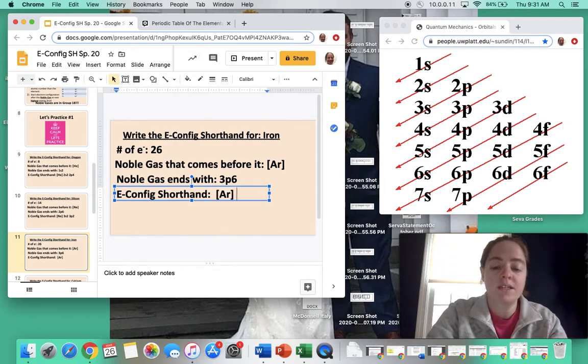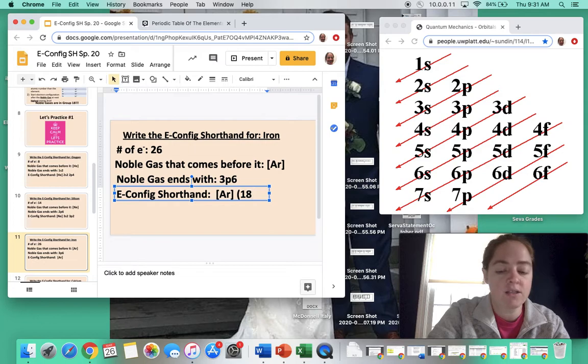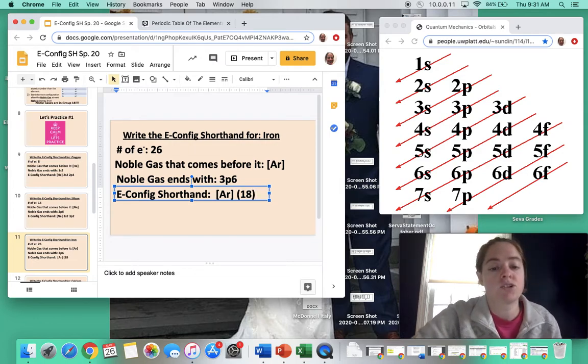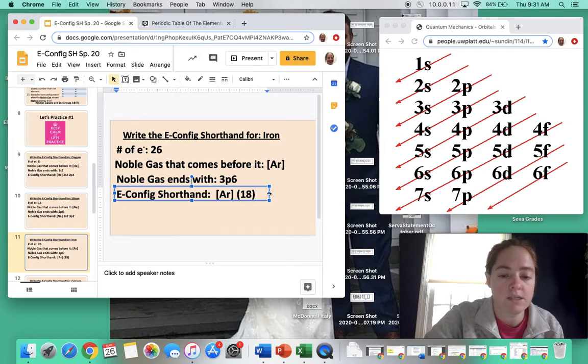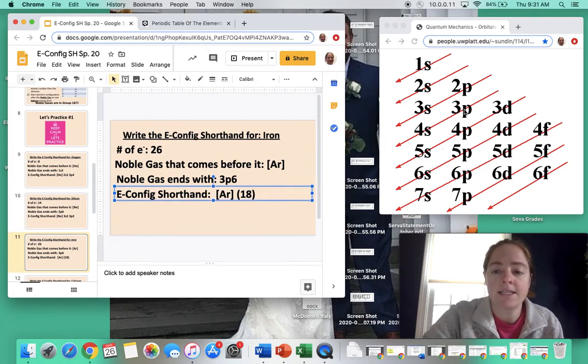Now remember, if you need help to keep track of your counting, you can always do a quick parentheses after argon so you can remember that it has 18 in it just to help keep track. So we're at 18. We need to get to 26. Argon ended with 3p6, so our next one is 4s2.